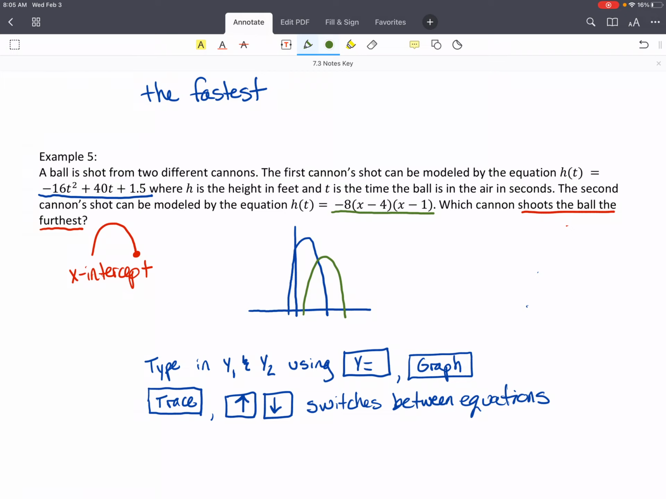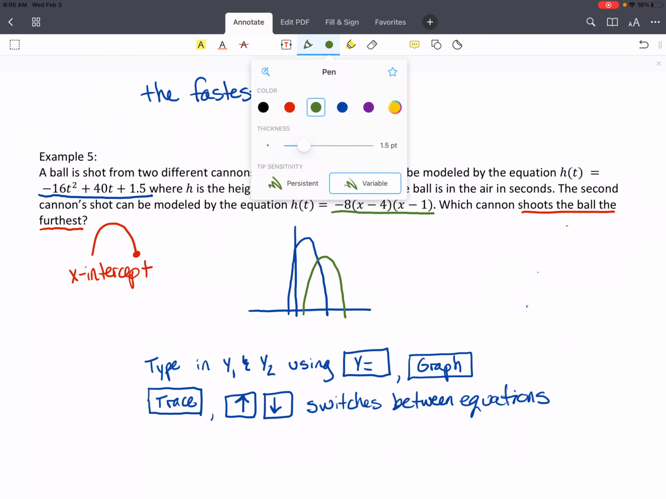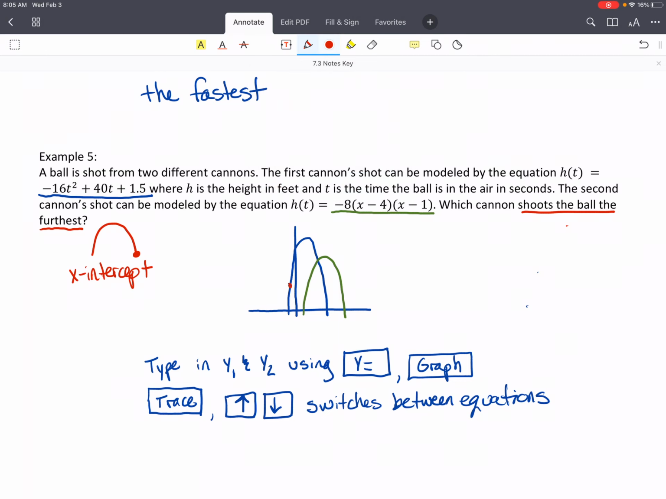But it doesn't label it super clearly unless you press trace. So if I click trace, the equation will show up on the top left of your screen, and then you could see which equation is which. So even if my little cursor is right here, it would show me that's my -16x² equation, and I see that that one doesn't go as far as the other equation. And so as far as an explanation goes, this graph counts as an explanation.